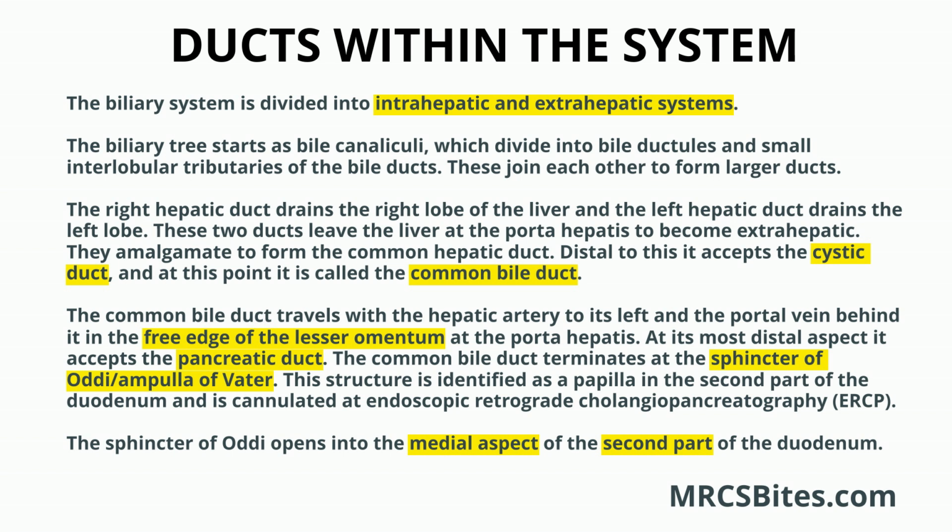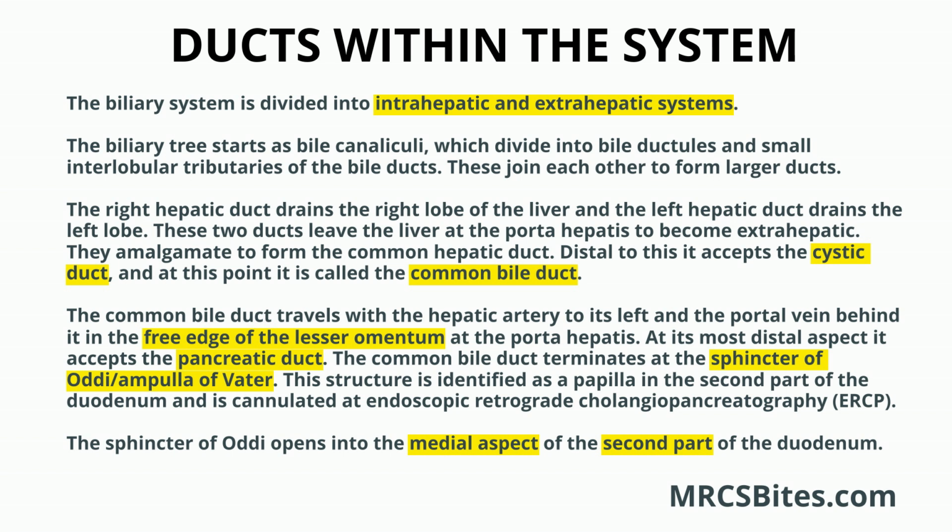Ducts within the system. The biliary system is divided into intrahepatic and extrahepatic systems. The biliary tree starts as bile canaliculi, which divide into bile ductules and small interlobular tributaries of the bile ducts. These join each other to form larger ducts.